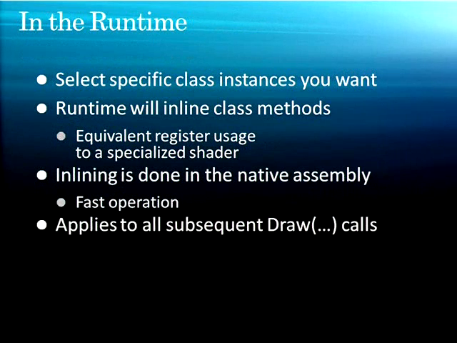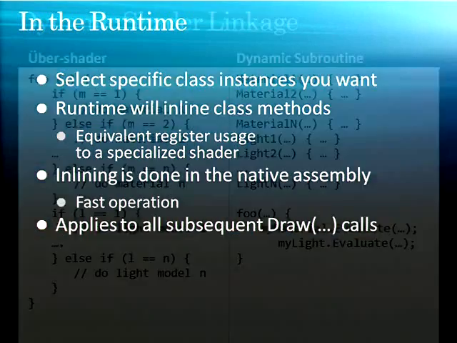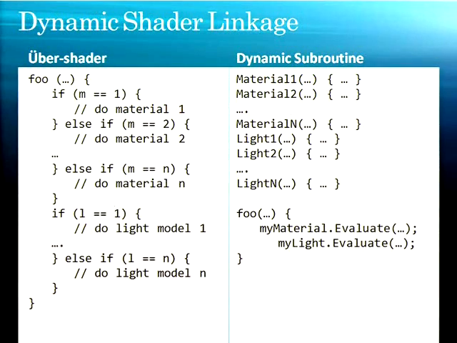So in the runtime, what you're going to do is select the specific class instances you want. The runtime is going to inline those methods. Okay, so that's what gets you the good shader or good register usage. The inlining is done in native assembly, so it's nice and fast. And this applies to all subsequent draw calls, so you're less worried about state changes. So this is sort of the difference between the Uber shader code and the new dynamic subroutine code. And here what you're doing is you're binding the appropriate one at runtime.